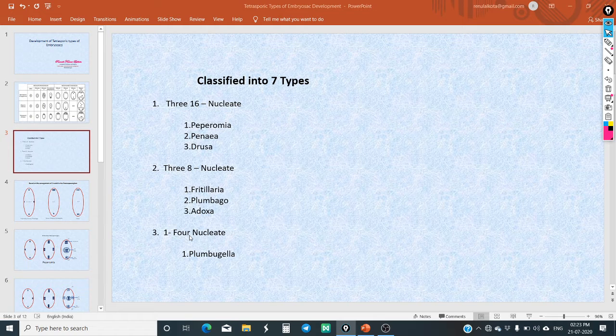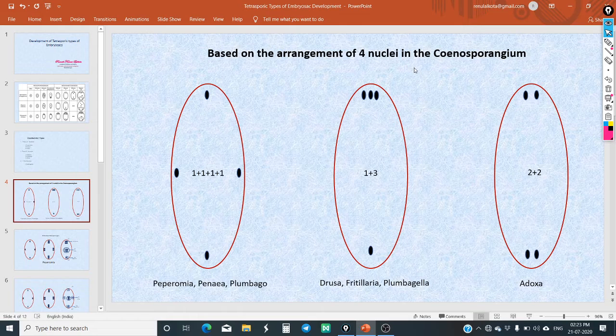Again here, based on the arrangement of the 4 nuclei in the coenosporangium. What is a coenosporangium? Here you can see that all the nuclei are present in a single cell, the megaspore cell, yet cell wall and cell membrane formation has not taken place. That is, all the nuclei are present in the same cytoplasm of the same cell. So a multinucleated cell is known as a coenosporangium. See, all the 4 nuclei you can see within a single cell.